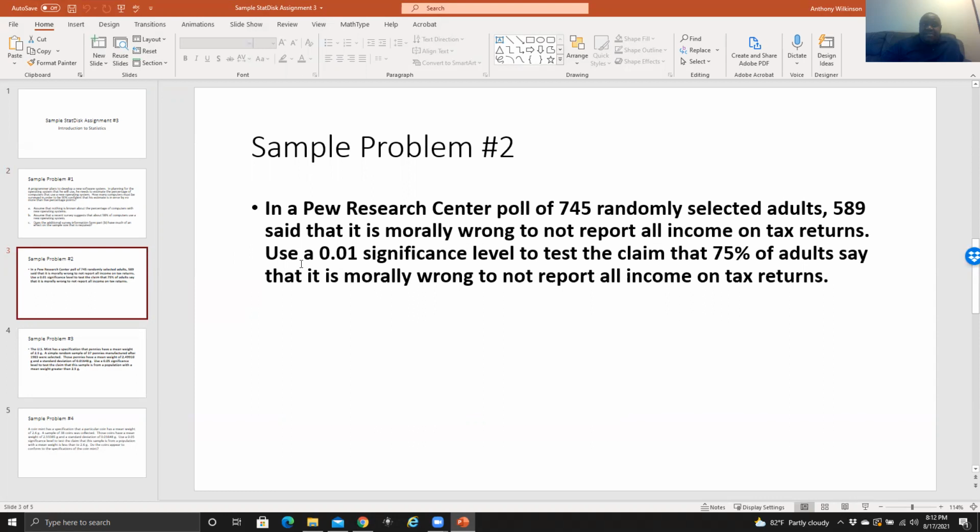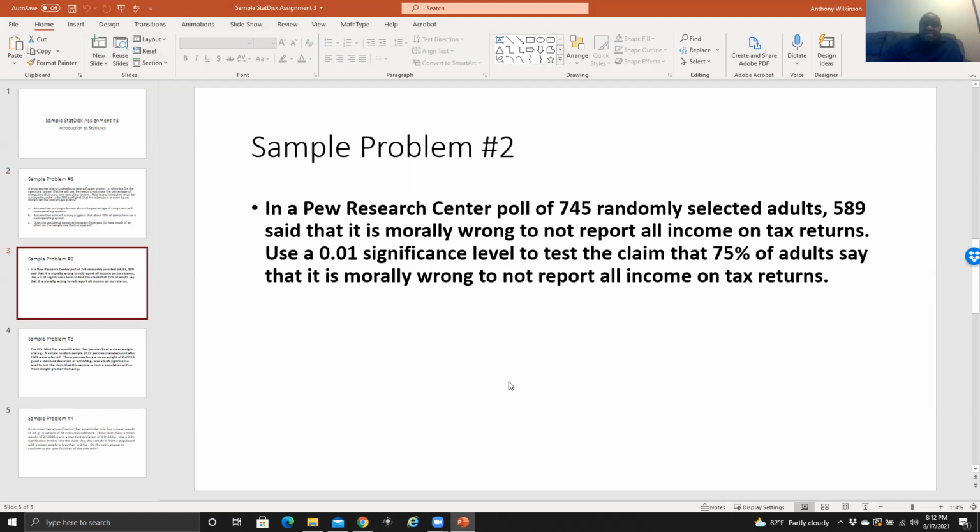And we're using a 0.01 significance level to test the claim. That's 75%. Now, it does not tell you less than or greater than, it just says 75%. So that proportion is going to be equal to 0.75. That will be the claim.